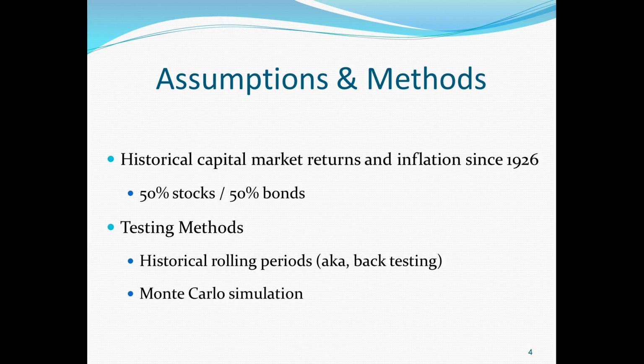Using this historical data, there are essentially two testing methods. One method is called historical rolling periods, which is the method Bill Bengen used in his celebrated 4% rule article. This method looks back in time to test whether a specific withdrawal rate or a dynamic withdrawal strategy would have survived every 30 consecutive year period since 1926. Monte Carlo simulation uses average returns and standard deviations of the historical capital market returns to randomly generate thousands of scenarios from which probabilities can be calculated. The important thing to understand here is that both methods use the same assumptions, just in a different manner.